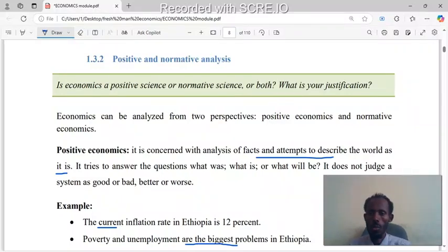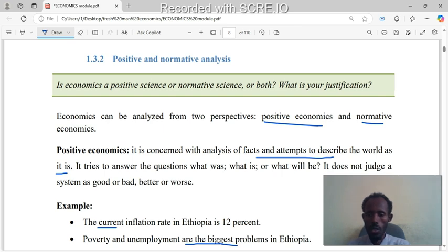Positive and normative analysis is the next part of the freshman course for basic economics. These two topics, positive and normative analysis, are the two perspectives from which economics can be analyzed. One perspective is positive economics, and the other is normative economics. By these two perspectives, we can analyze economics.